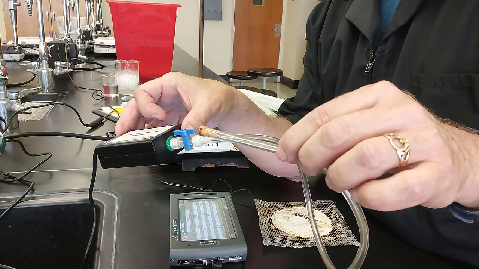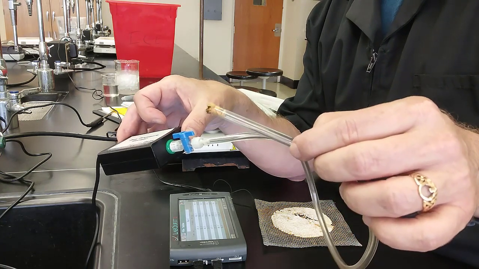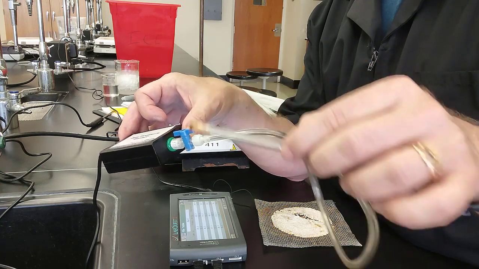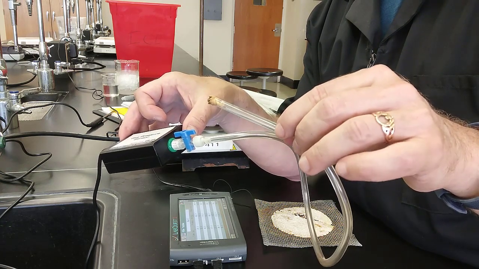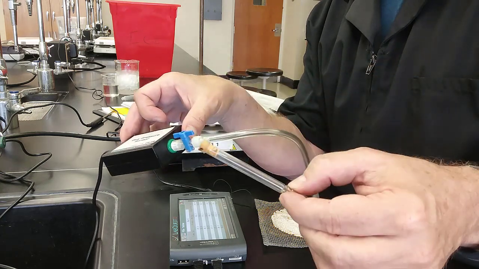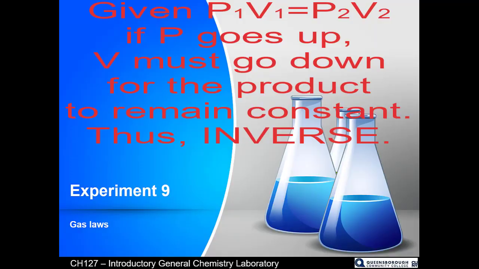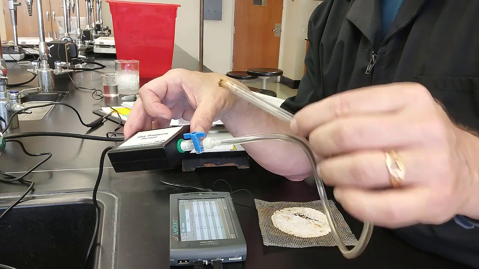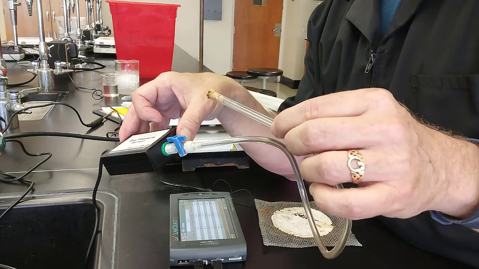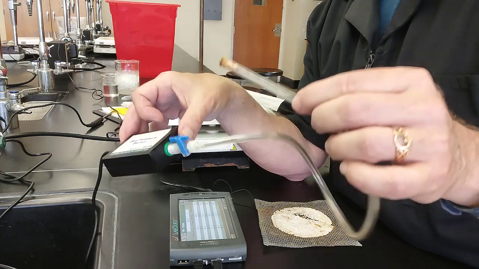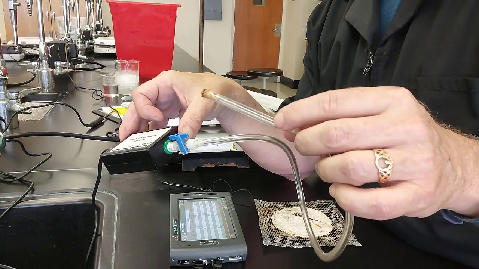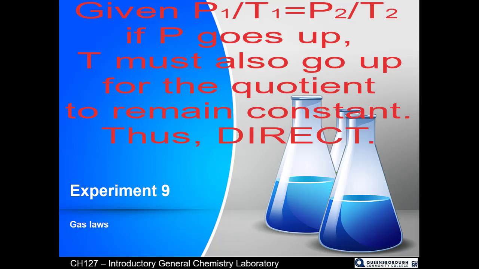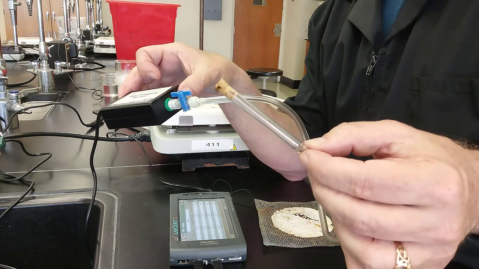Now, if you're good with your algebra, then you realize that when you have PV equals PV, if your two variables are on the same side of the equation, right, P and V are on the same side of the equation, that's going to be an inverse relationship. When we have P over T equals P over T, beginning and end, they're above and below each other if you're looking at the same side of the equation. We'll prove that in this part of the experiment.